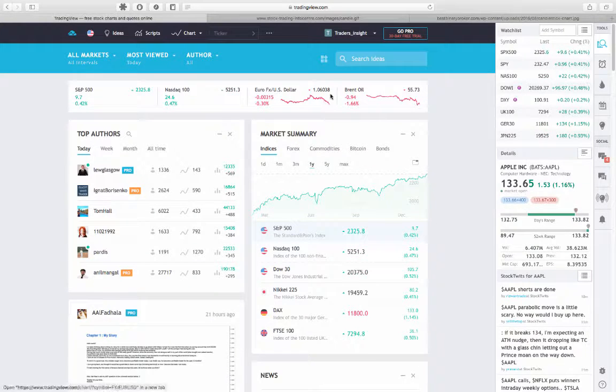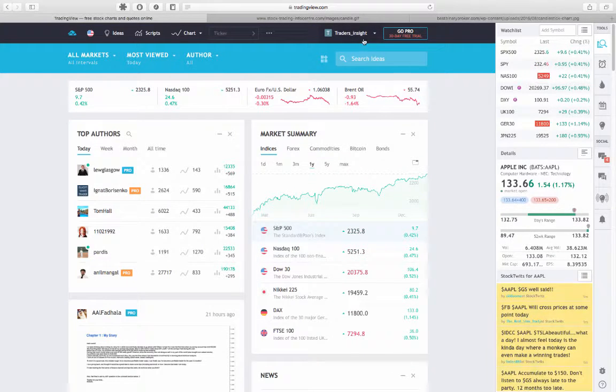So you can get there by going to tradingview.com and signing up for an account. My account there is Traders Insight, Traders_Insight. You can find me, find some of the charts that I do, and some of the people that I follow. So let's take a look at this.